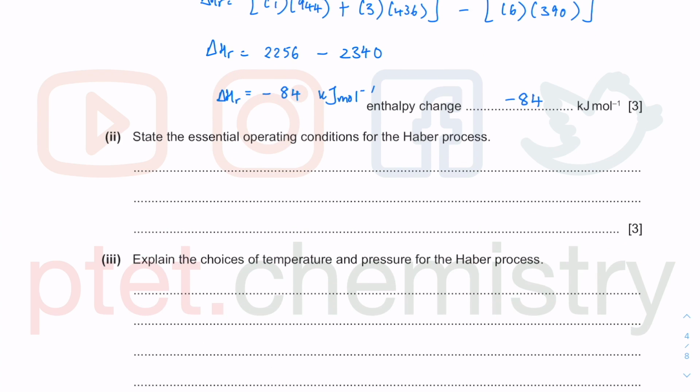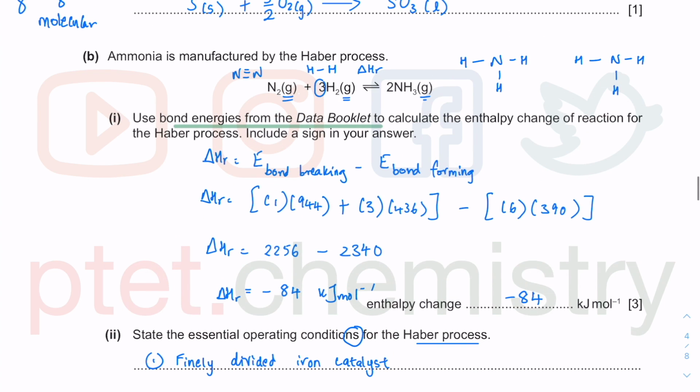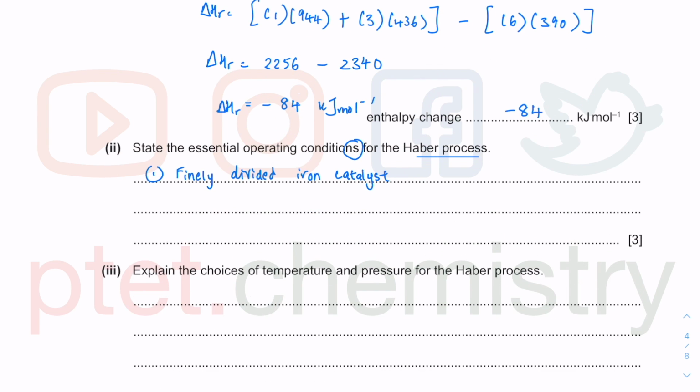The next thing, state the essential operating conditions. As you know, Haber process operates under 3 individual conditions, even from your IGCSE, GCSE, all A level days. So first one, you use finely divided iron catalyst. This is to increase the surface area of the heterogeneous catalyst, because this catalyst is in a solid phase, a different phase, different state as your gaseous reactants. These are definitions stated in the AS rate of reaction topic.